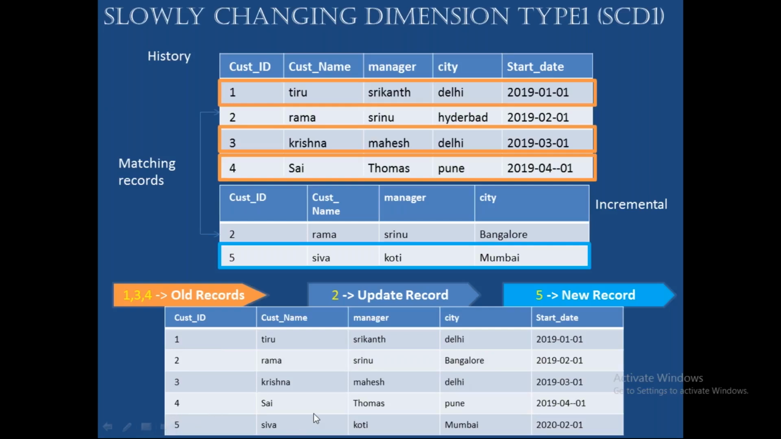Next, look at the fifth one: 5, Siva, Koti, Mumbai. The start date is some date, whatever date. You can use a get date function, or when you are getting it from the source itself, you will get this date. You can generate your own date if you're not getting it from the source; otherwise you use that particular date. Ultimately, whatever data is updated, I'm updating in my final dimension.